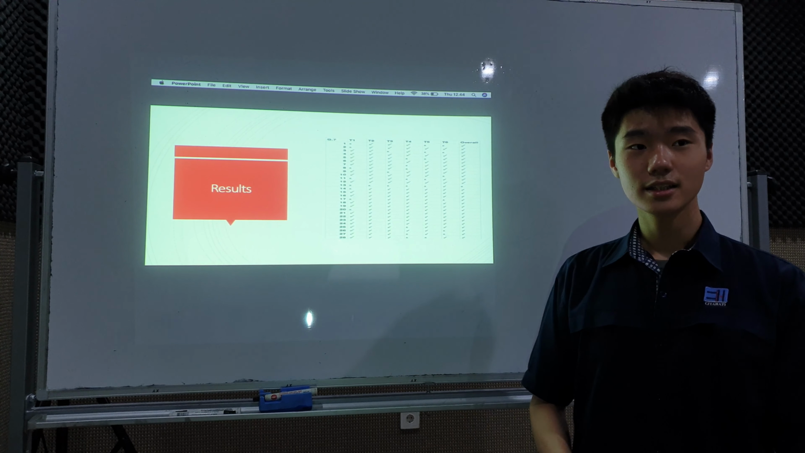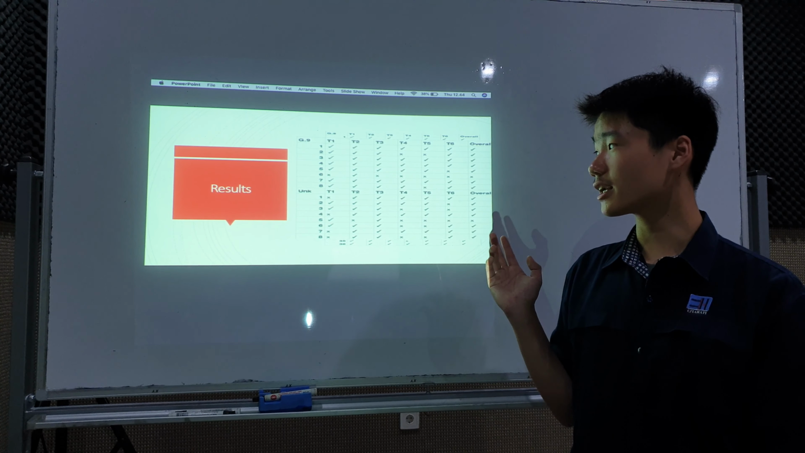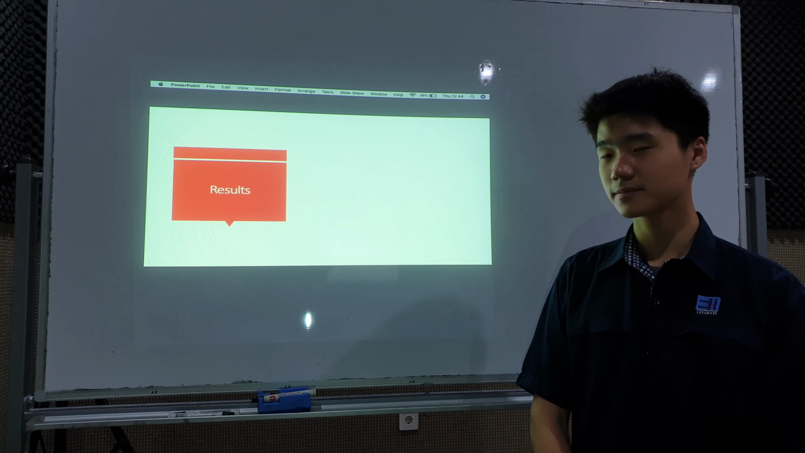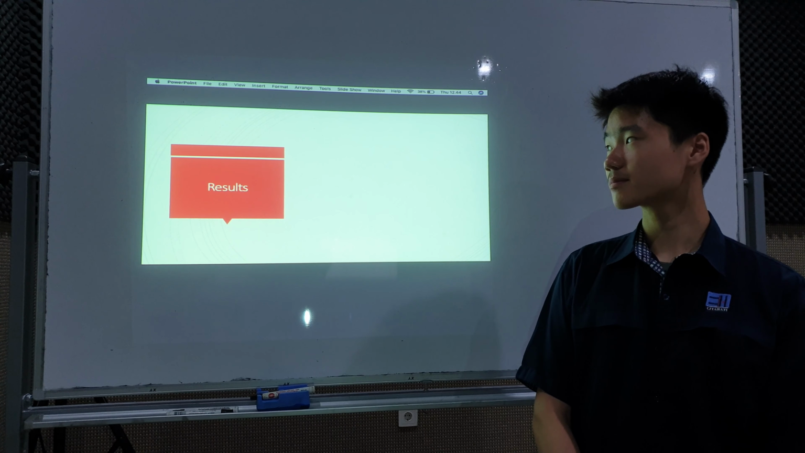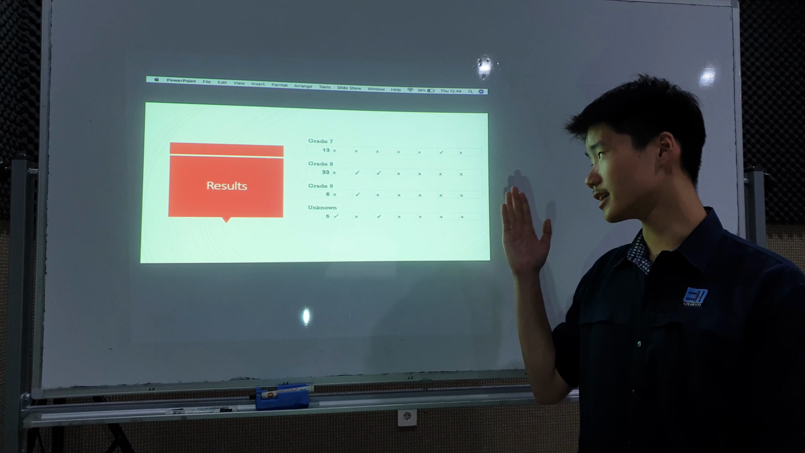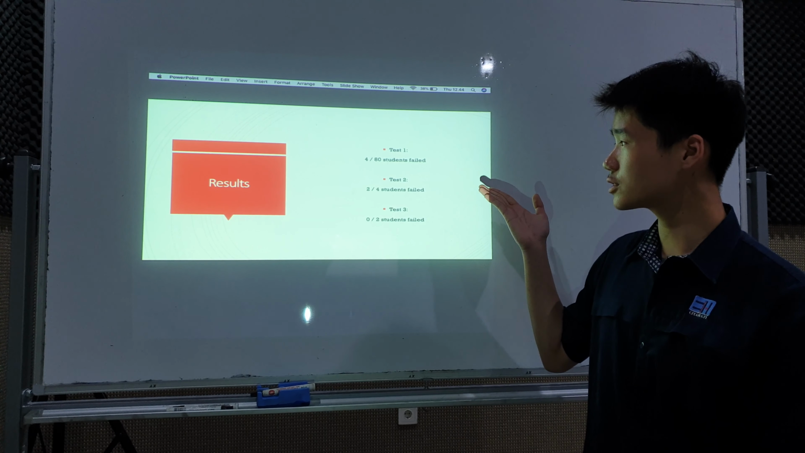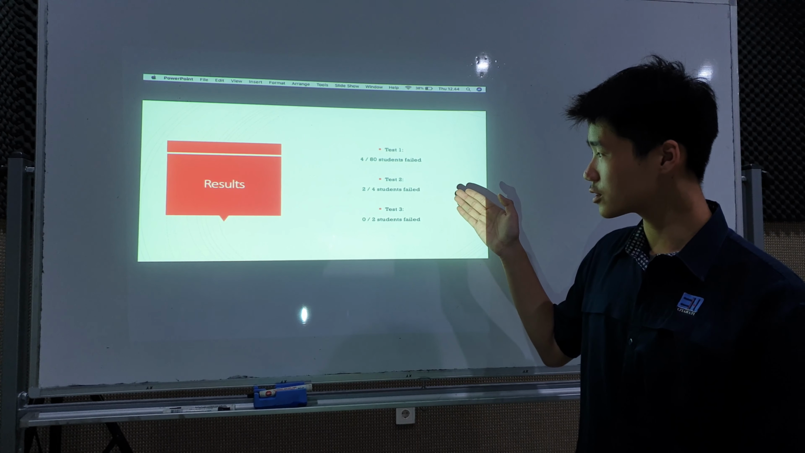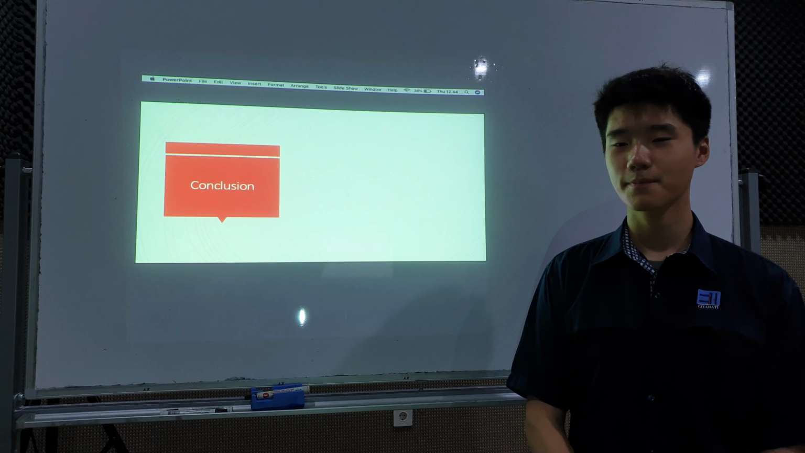As you can see, the results are divided into 4 groups with grade 7, grade 8, grade 9, and unknown, people who did not write their grades. Here are the rates of failure. From the first 80 students we tested, 4 of them failed, and here are the 4 students. From the first test, 4 students failed. From the second, 2 students failed, and after taking the treatment, 2 students passed the third test.